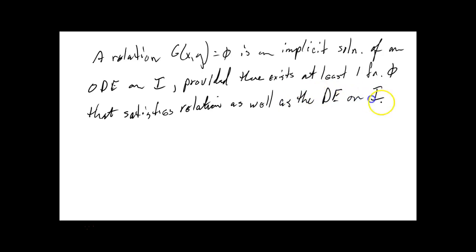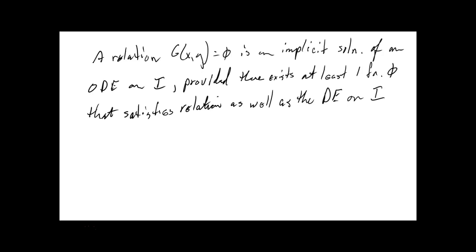On that same interval I. Boy, what a vague sounding definition that is. And then here's why it's vague. The next sentence: it is beyond the scope of this course to investigate the conditions under which that relation defines a differentiable function in x, phi.